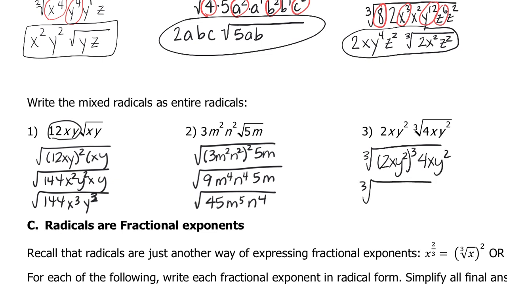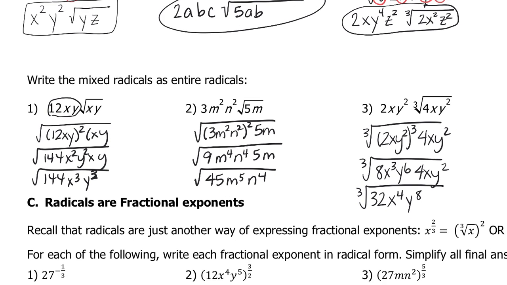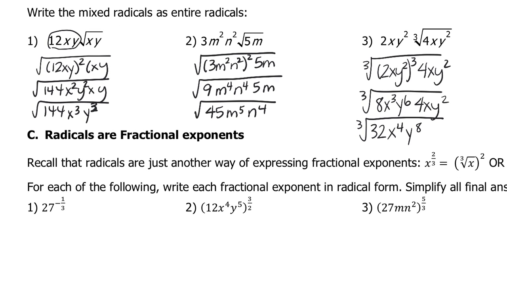So this will become 2 cubed is 8, x cubed, y to the 6th times 4x, y squared. Putting everything together, I will have 32x to the 4th, y to the 8th. Okay, so that is dealing with letters. You need to remember your exponent rules from grade 9.